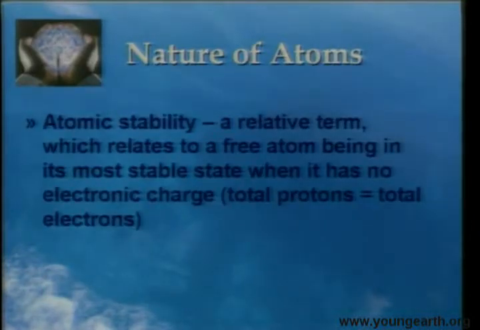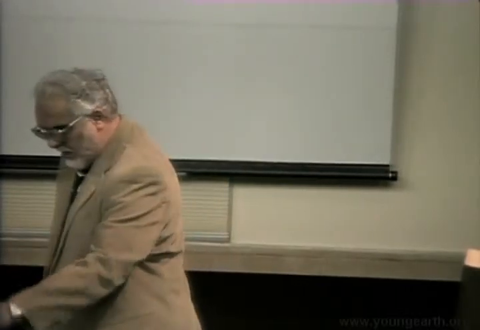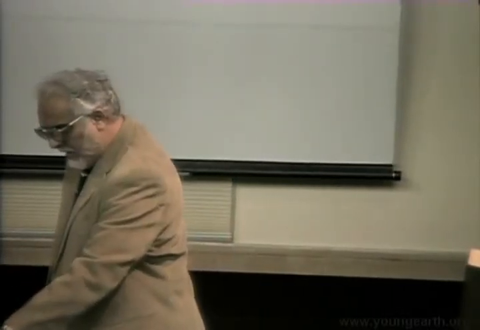Atomic stability is a relative term. It relates to the free atom being brought into the most stable state when it has no electrical charge. In other words, neutral condition here, all right? So that's why when you say if charged particles came together to form some other particles, they would stabilize by attraction of positive and negative, or they can stabilize another way by electrons interacting with each other. I'm not going to go into all that, but that's chemistry.